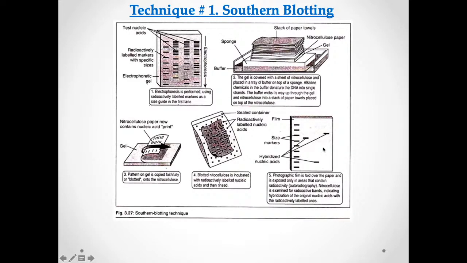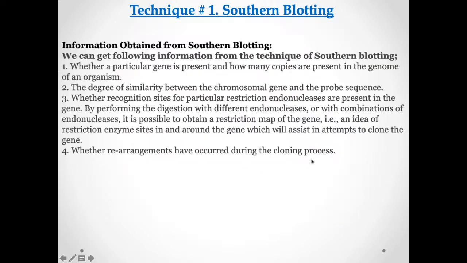So this is how it looks. You have your electrophoretic gel. All samples are transferred onto the nitrocellulose membrane. After transferring to the nitrocellulose membrane, we put them into the radioactive labeled nucleic acids, and then we hybridize with the nucleic acid in order to identify our sample.